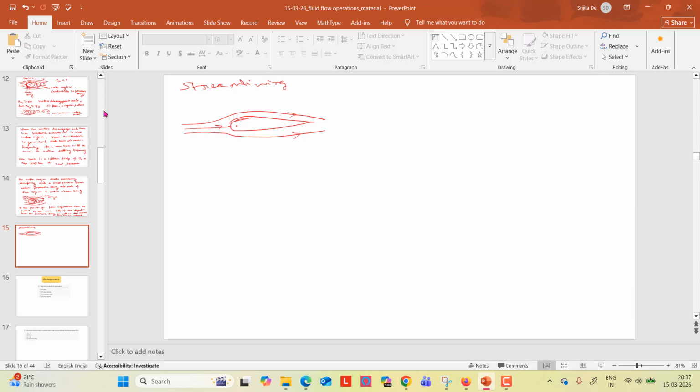So here the point A is there, and here this is point B. Here the pressure is PA and VA. Here there is PB and VB equals 0, because this is a stagnation point. Earlier I told you, whatever fluid streamline is coming at this point, it just stops there, right? So this is the stagnation point.